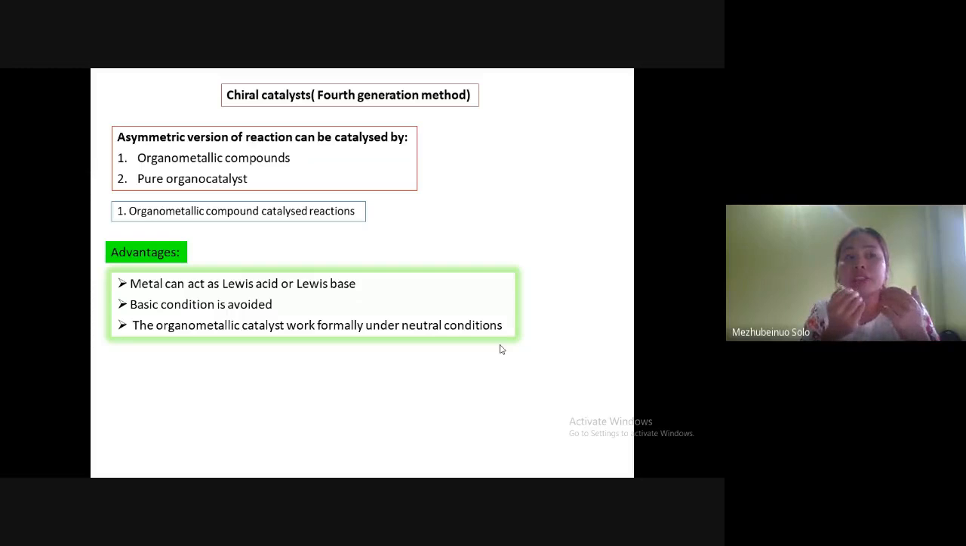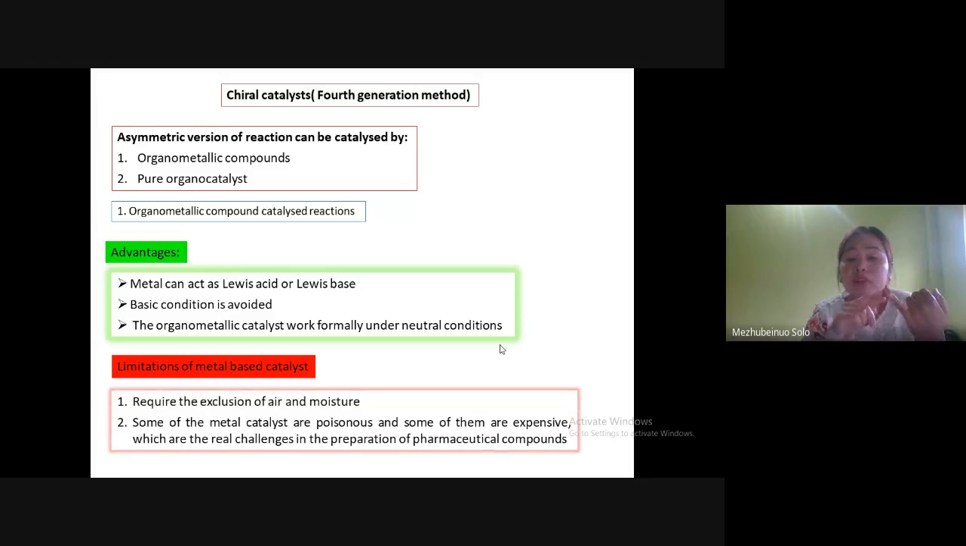Traditionally, some of the reactions are carried out in the presence of basic catalysts like metal alkoxides and hydroxides. This basic catalyst gives a good result, but it will give byproducts due to competing side reactions. And the organometallic catalysts work firmly under neutral conditions, but there are some limitations to these metal-based catalysts. That is, most of the metals are sensitive to air and moisture, so it requires the exclusion of air and moisture, which is very difficult to carry out.